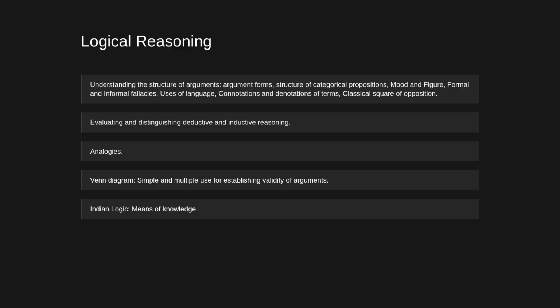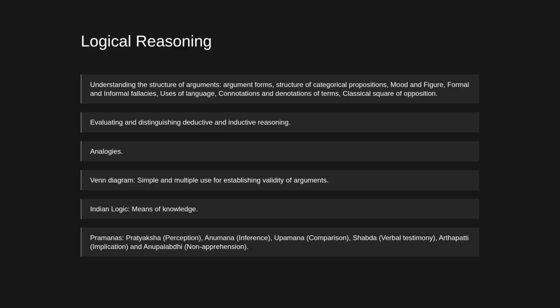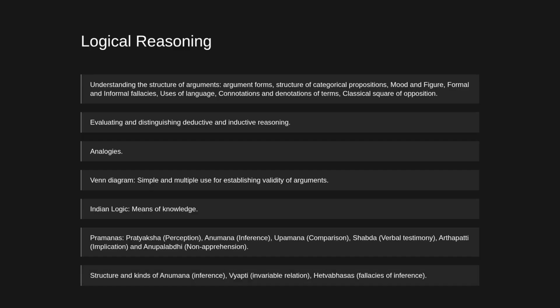means of knowledge, pramanas: pratyaksha, perception; anumana, inference; upamana, comparison; shabda, verbal testimony; arthapatti, implication; and anupalabdhi, non-apprehension. Structure and kinds of anumana, inference, vyapti, invariable relation, hetvabhasa, fallacies of inference.